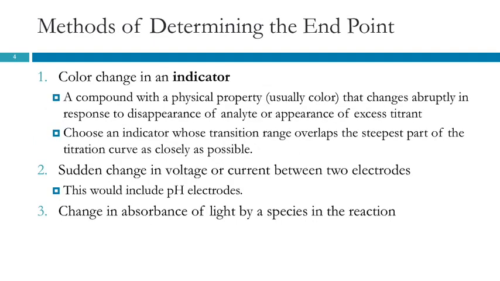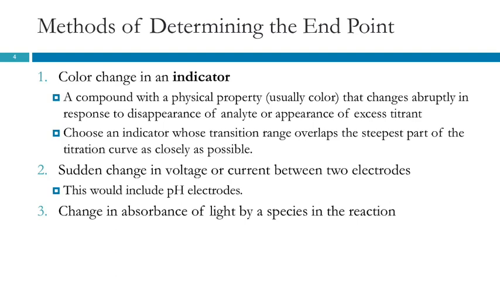So how do you determine the endpoint? You can do this by detecting a color change in an indicator. Indicators are compounds with physical properties that change in response to disappearance of the analyte or appearance of excess titrant. Oftentimes this is a color change. That's easiest to detect without any electronic equipment.